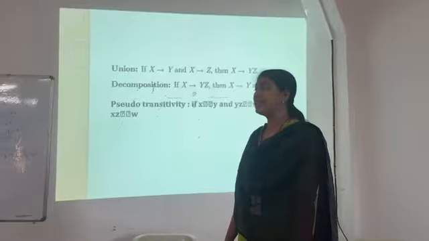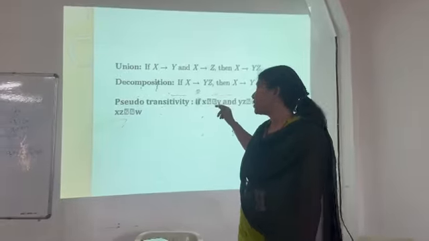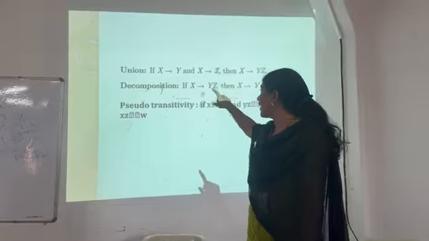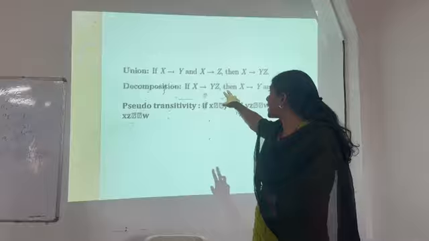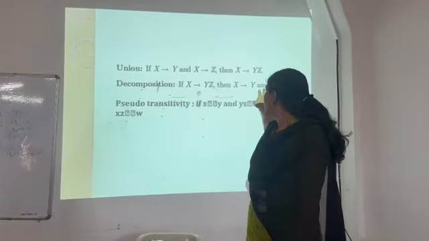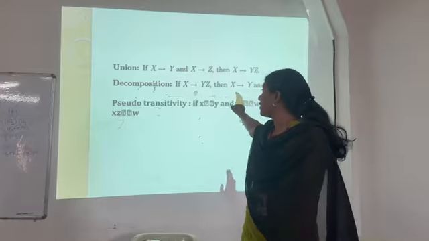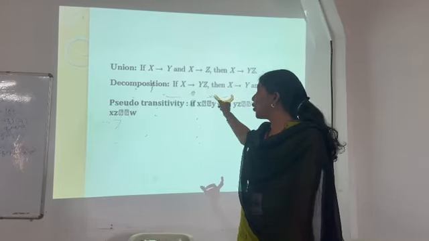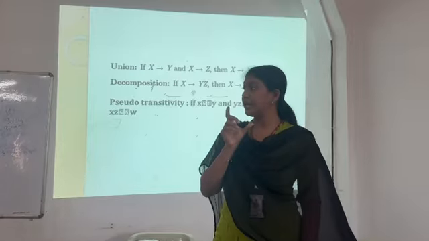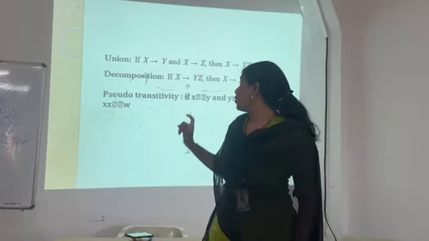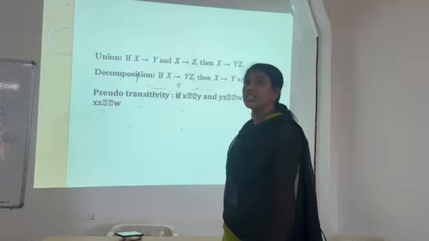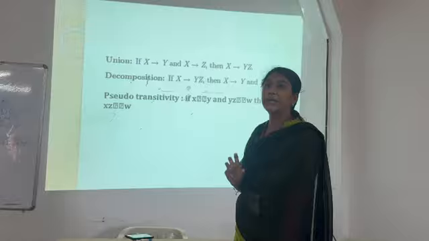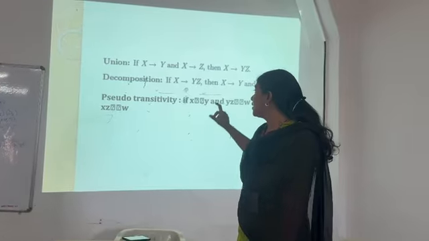And later we have union, decomposition and pseudo-transitivity. All these are also inference rules. In union, we are combining X tends to Y and X tends to Z, which gives X tends to YZ. Coming to decomposition, X tends to YZ, we are decomposing the tables. We are splitting the table into two parts. So X tends to Y and X tends to Z. So based on the decomposition rules, we will split the data into two tables.